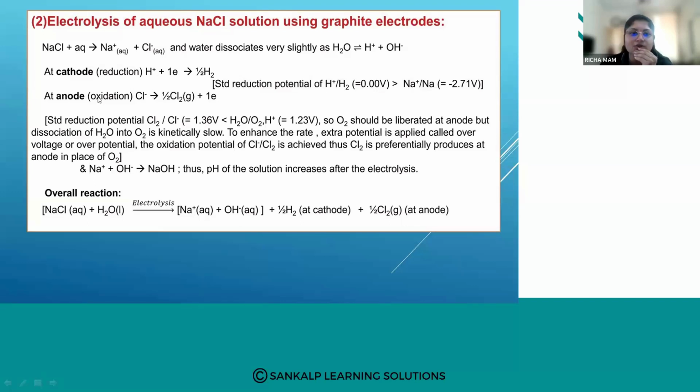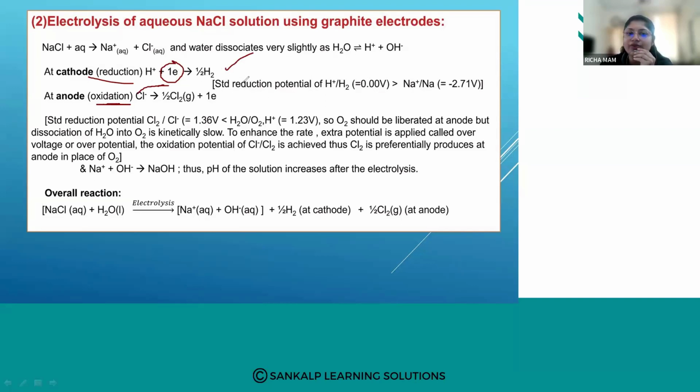The reactions will take place at the cathode and at the anode. At the cathode, reduction takes place: H+ plus one electron gives you half H2. At the anode, oxidation takes place, so there is a loss of electrons. The electron which is lost here is taken by the cathode.